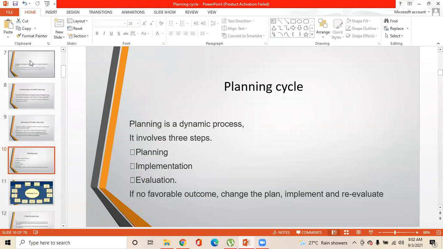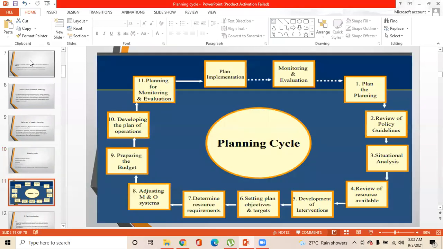The planning cycle. Planning is a dynamic process. It involves 3 steps: planning, implementation, and evaluation. If there is no favorable outcome, then change the plan, implement, and reevaluate it. This picture shows the steps that are involved in the planning cycle.